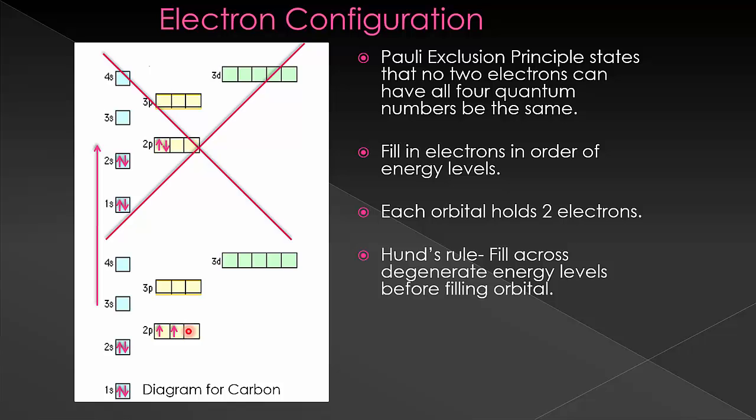Now let's talk about how we write this without drawing out the whole diagram. These diagrams are really nice when we're first learning how to do this, but it would get a little bit annoying to have to write this whole diagram out every time. So the shorthand notation is to write exactly what we have for electrons. So here we have 1s with 2 electrons in it, 2s with 2 electrons in it, and 2p with 2 electrons in it. Or in other words, 1s2, 2s2, 2p2.